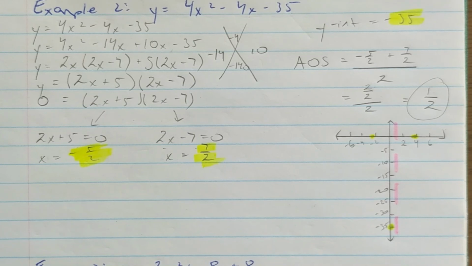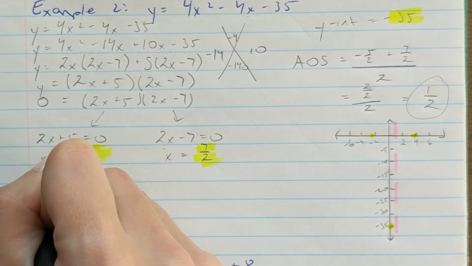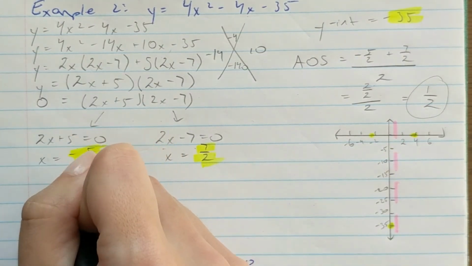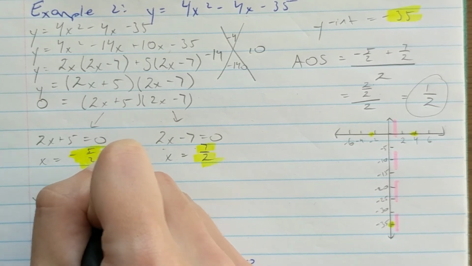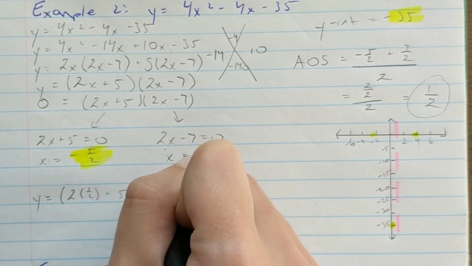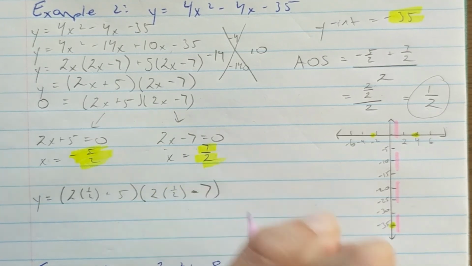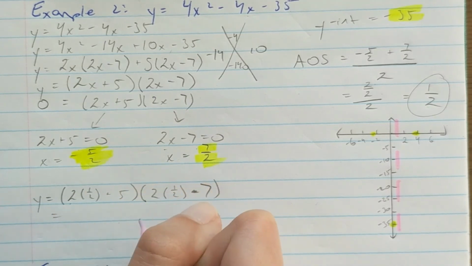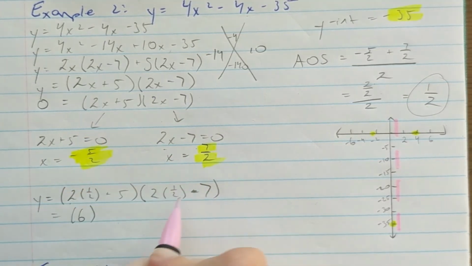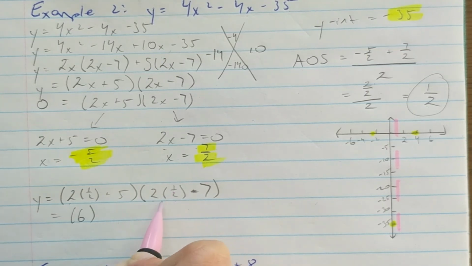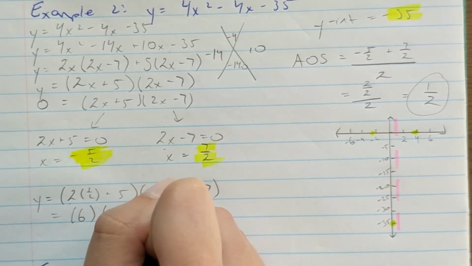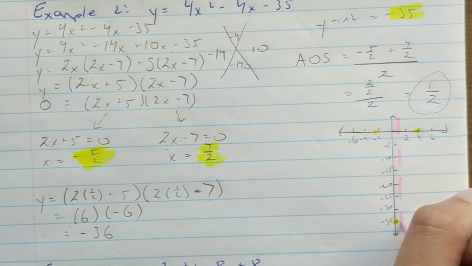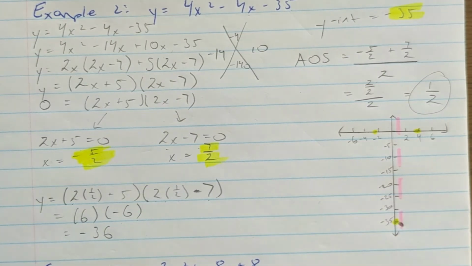And let's finish off by finding our vertex. So our vertex is located when x is equal to 1 over 2. So I'm going to do 2 times 1 over 2 plus 5, and then 2 times 1 over 2 minus 7. 2 times 1 over 2 is 1, plus 5 is 6. 2 times 1 over 2 is 1, minus 7 is negative 6. 6 times negative 6 is negative 36. So my vertex is a little bit lower there, it's right about there.